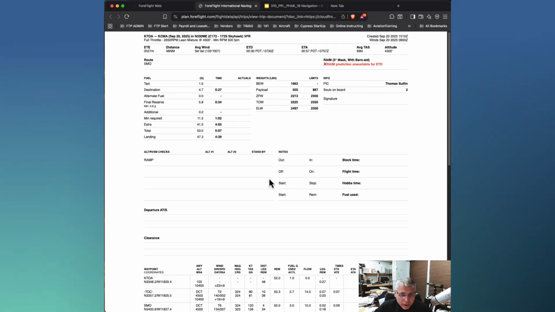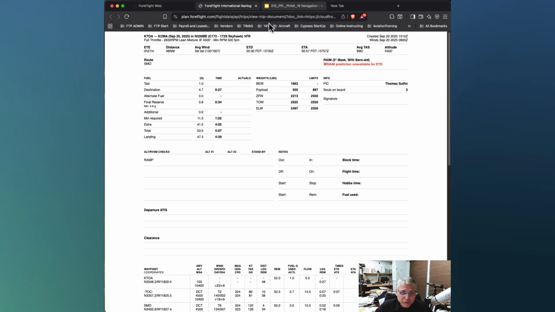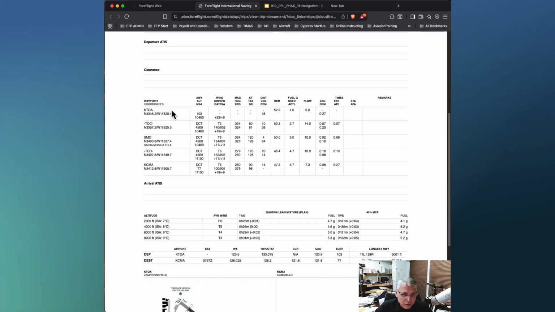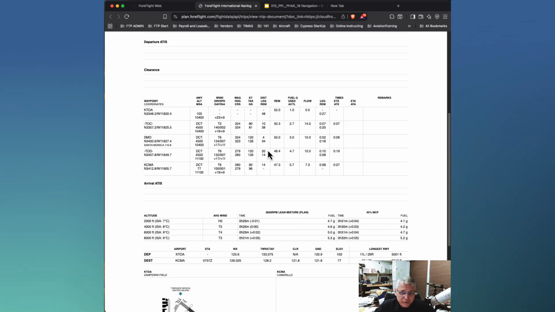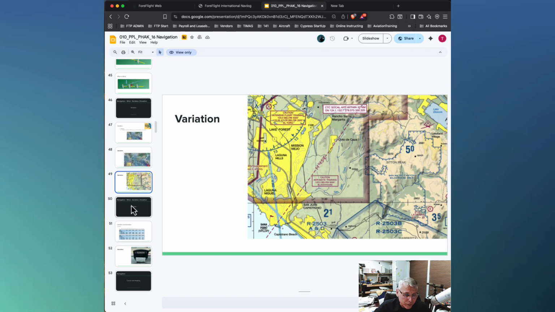So any questions, let's get those questions answered if you have them. There's always lots to know, but hopefully this gives you a pretty good idea of variation and wind correction angle. The one I've left off is called deviation. ForeFlight will not address deviation inside of this because deviation is unique to an airplane.